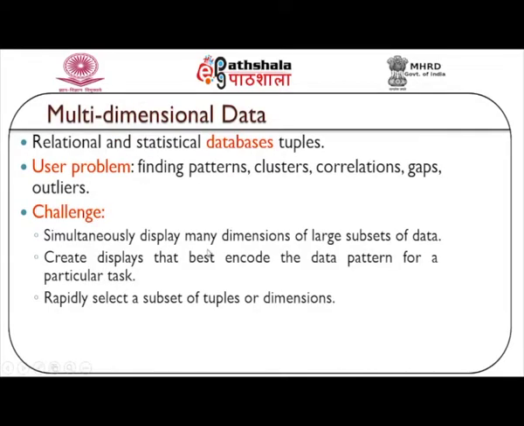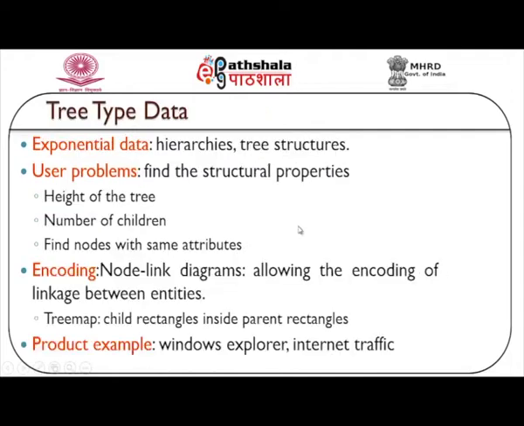Next comes multidimensional data. In the case of multidimensional data, examples are relational and statistical database tuples. The user problems associated with this kind of multidimensional data set are finding patterns, finding clusters, finding correlations between the various data sets, and finding the gaps and outliers that exist within these multidimensional data sets. The challenges here are to simultaneously display many dimensions of a large subset of data, to create displays that best encode the data pattern, and to rapidly select a subset of tuples or dimensions. These are some of the challenges associated with multidimensional data sets.